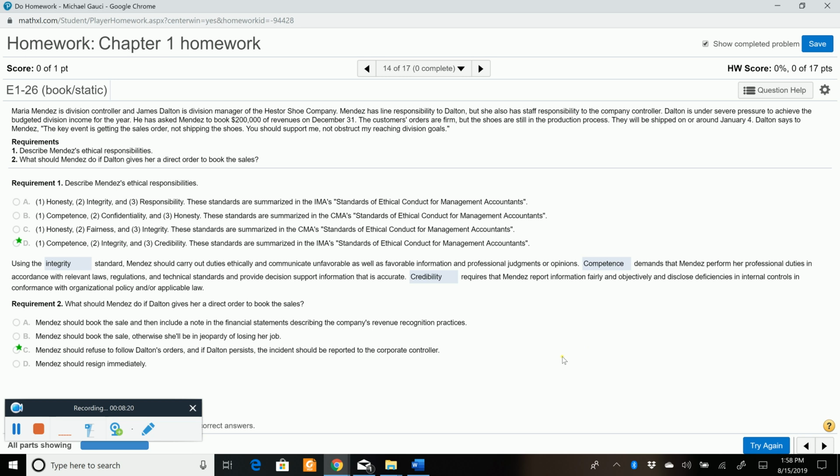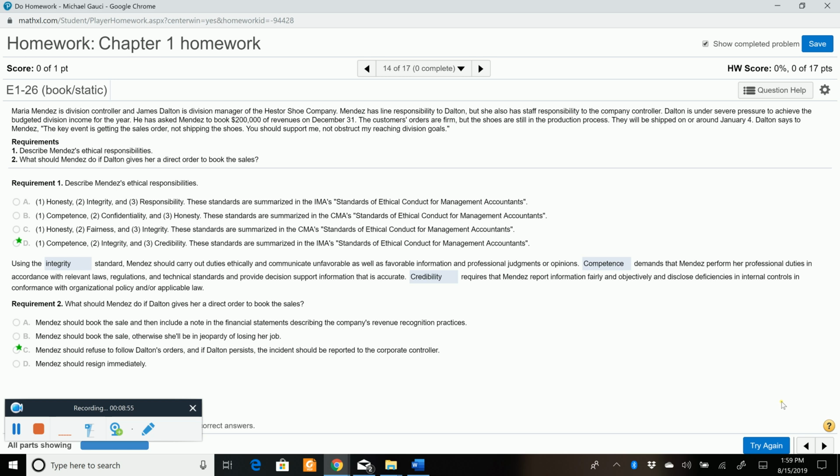Okay, this next question is really the question about ethics. What are Mendez's ethical responsibilities? And the answer is D here. We have competence, integrity, and credibility. Once again, this is something we need to understand with our ethics. Internal managerial accountants need to be competent. They need to have integrity and credibility. So this is something that is extremely important.